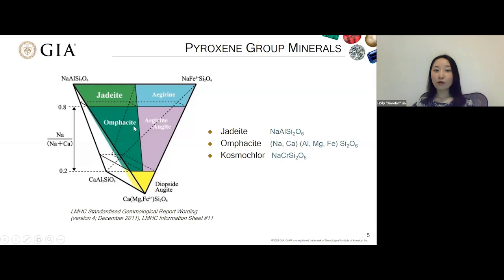So the mineral called omphacite is actually a solid solution of jadeite and the calcium pyroxenes. So basically it contains more calcium than jadeite at its X site. And another pyroxene mineral called kosmochlor, although it's not shown in this graph, is also a solid solution with jadeite, and it contains more chromium than jadeite at its Y site. So both omphacite and kosmochlor could coexist with jadeite in the jadeite jade, or they could also be the primary mineral of a rock, and their appearance can really resemble the jadeite jade.